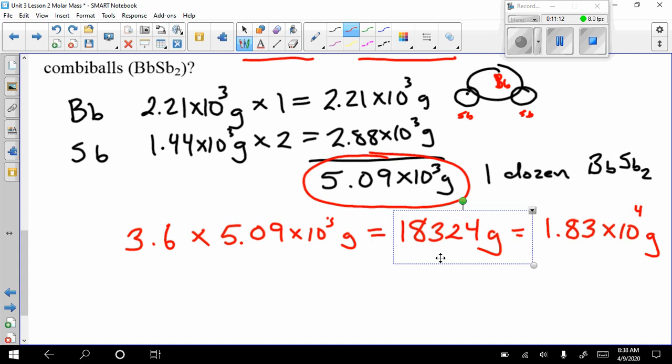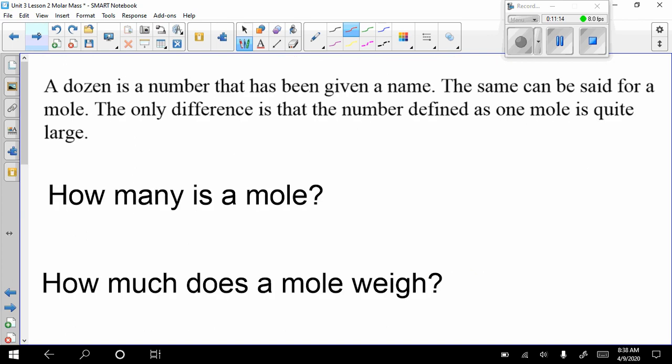Well, now let's go to chemistry. And just remember, it says here, a dozen is a number that has been given a name. The same can be said for a mole. The only difference is that the number defined as 1 mole is quite large. So just like in the analogy, I asked you how many is a dozen, and you told me a dozen was 12. Well, how many is a mole? Well, a mole is 6.02 times 10 to the 23.